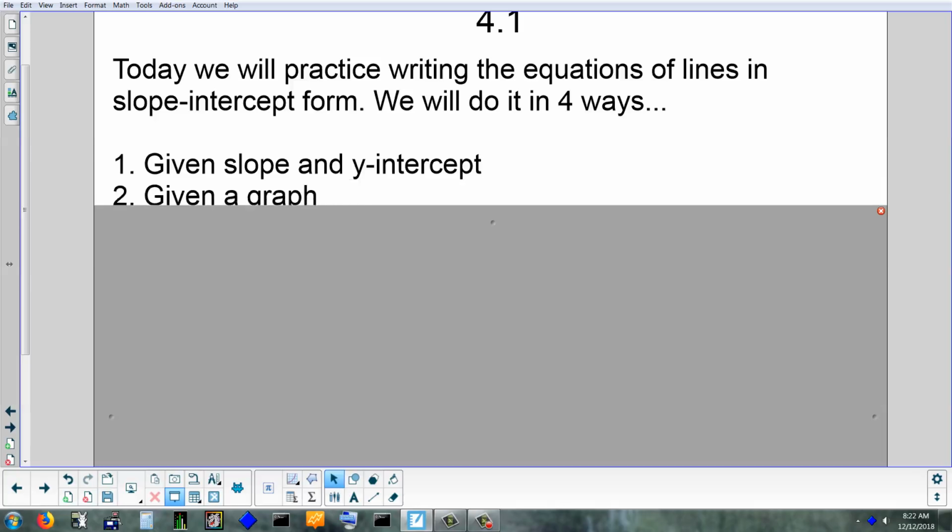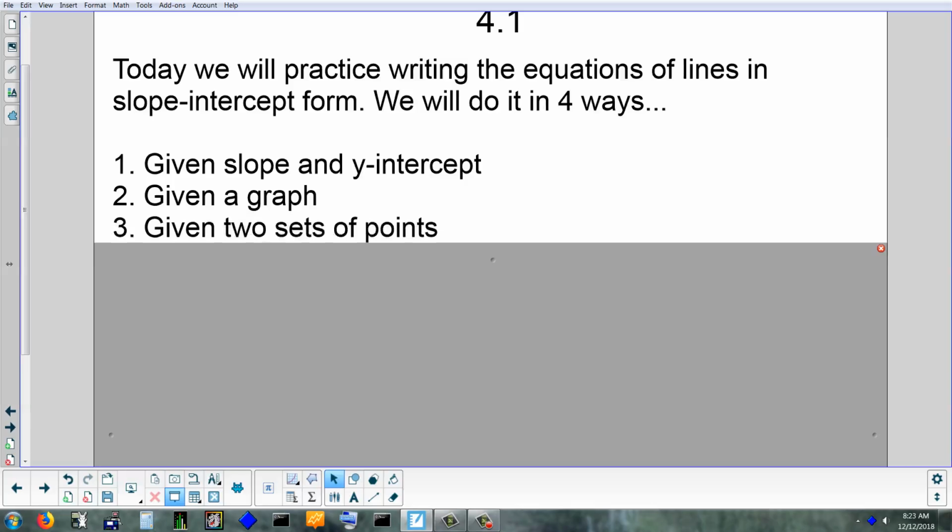Second thing we'll do is, just like last week, we gave you a graph, and you had to identify the slope. With this, we're going to give you a graph. You have to write an equation in slope-intercept form. So we're going to have to identify what the slope is along with what the y-intercept is. Some of this stuff we've already talked about.